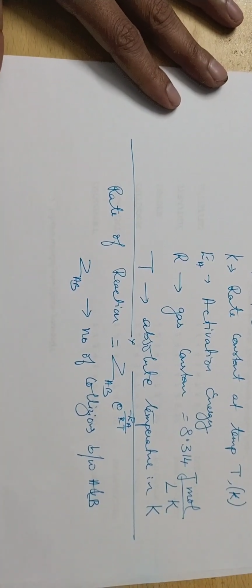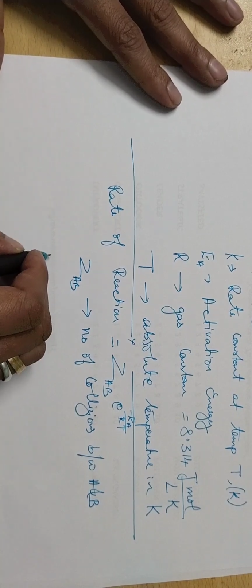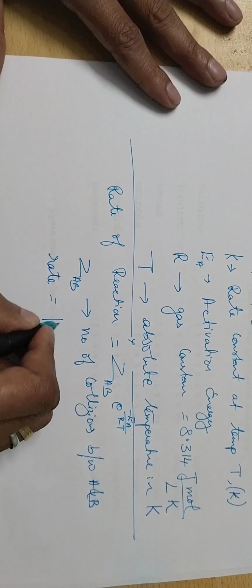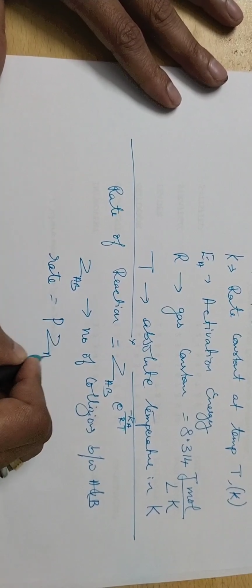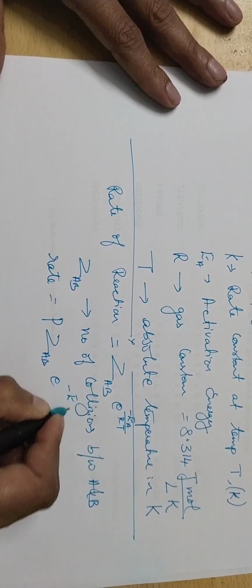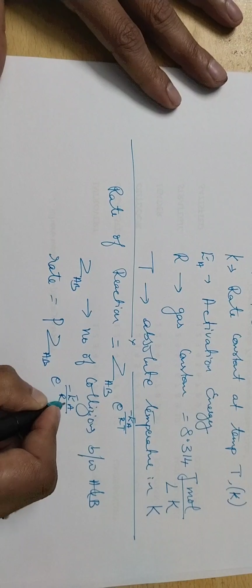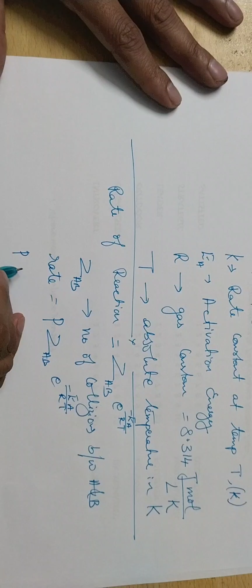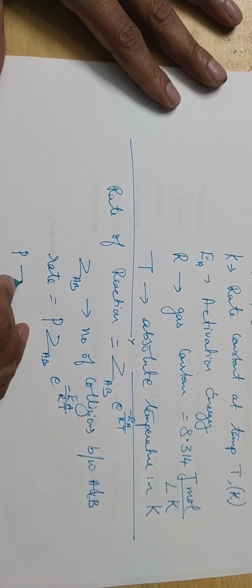A refinement in this particular equation is written as the rate is equal to P ZAB e to the power of minus EA divided by RT, where P is steric factor.